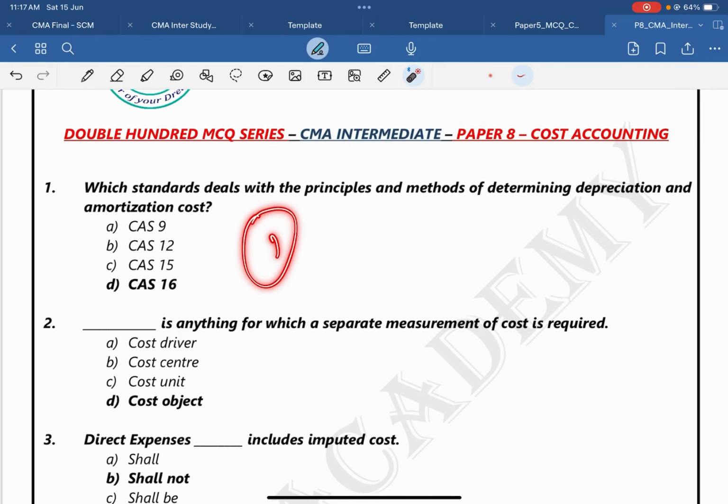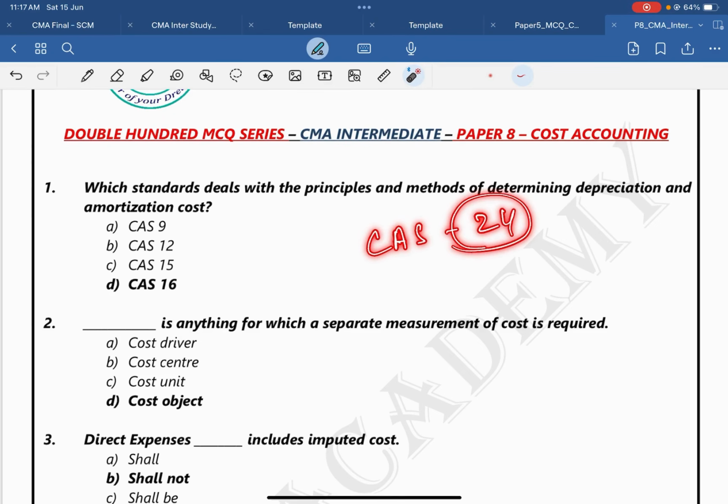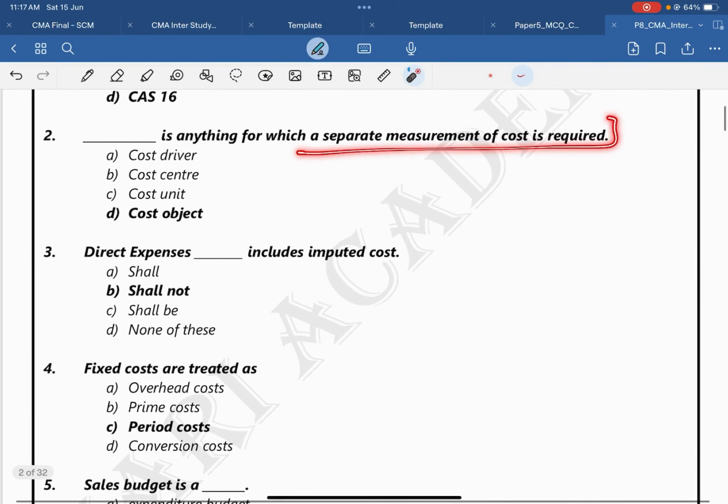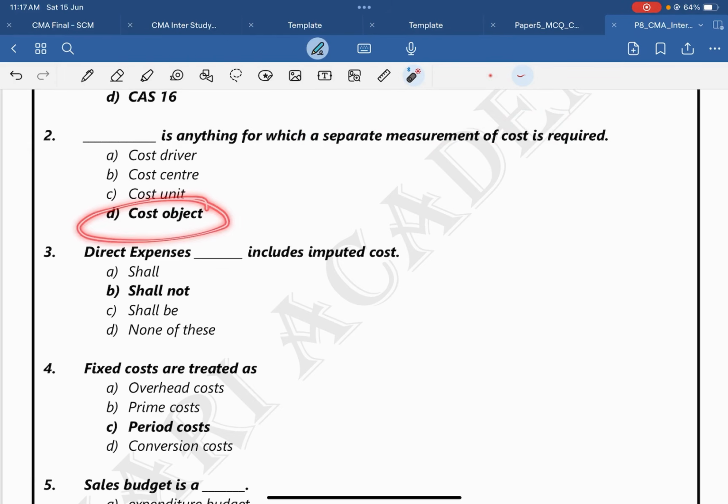From this you will get one question, so make sure you know the CAS 24 list. Total 24 cost accounting standards, plus Guidance Note 9 is there, so avoid the guidance note. The 24 standards list you should remember, all the headings. Next: separate cost measurement is required only for the cost object. Next, direct expense. It shall not include imputed cost as per Cost Accounting Standard 4.